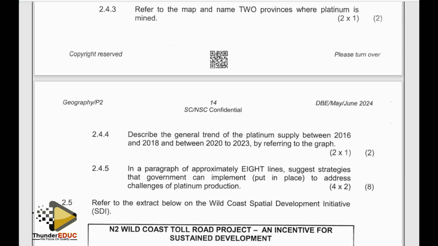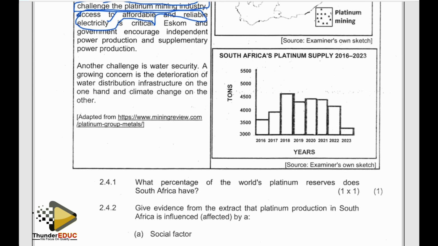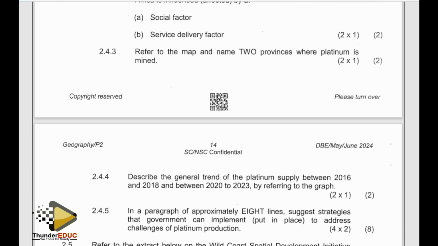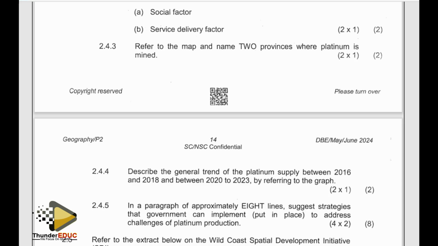Describe the general trend of the platinum supply between 2016 and 2018 and between 2020 and 2023. Let's go to 2016 to 2018. 2016 to 2018 is this part of the graph. The trend is increasing, like what you are seeing there. From 2016 to 2018, it's increasing.